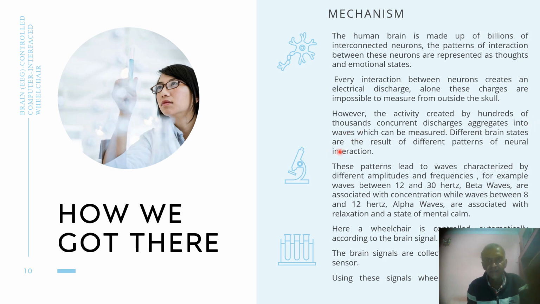Different brain states are the result of different patterns of neural interaction. These patterns lead to waves characterized by different amplitudes and frequencies. For example, waves between 12 and 30 Hz, beta waves, are associated with concentration, while waves between 8 and 12 Hz, alpha waves, are associated with relaxation and a state of mental calm. Here a wheelchair is controlled automatically according to the brain signal. The brain signals are collected using a brainwave sensor. Using these signals, the wheelchair can be moved.